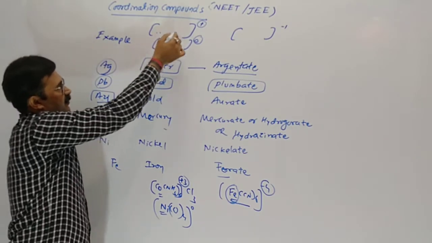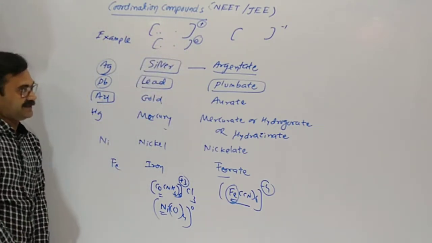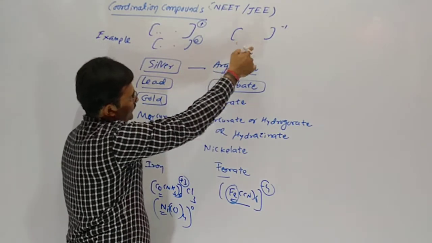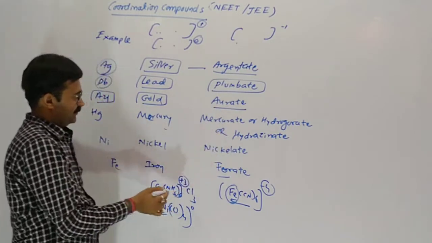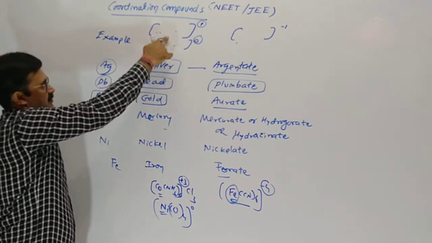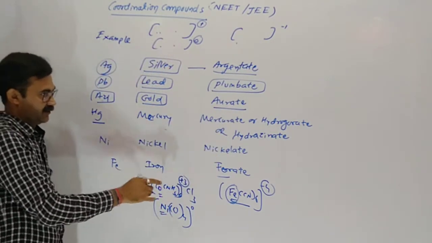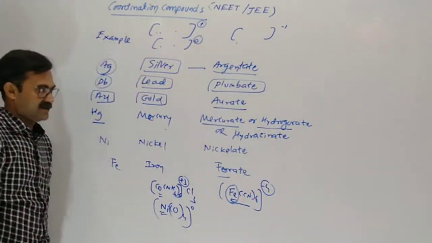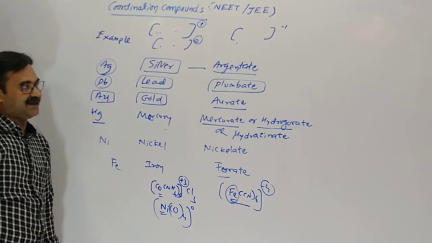Au in a positive or neutral entity is only gold. If Au is in a negative entity, then aurate. Mercury in a positive or neutral entity is mercury only. But in a negative entity, mercurate, otherwise hydroborate, otherwise hydrogenate we use.